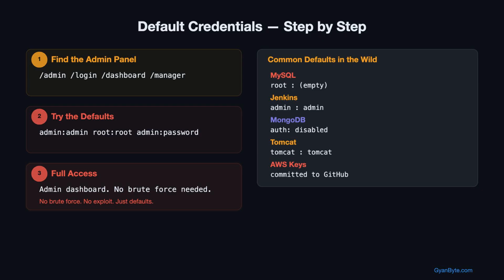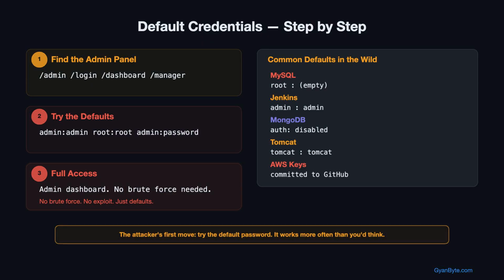MySQL root with no password, Jenkins admin. MongoDB with authentication disabled, Tomcat manager with tomcat, AWS console with access keys committed to GitHub. These are real. These happen every single day. The attacker's first move. Try the default password. It works more often than you would think.